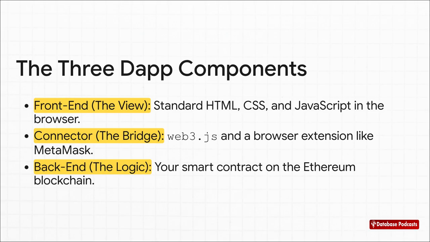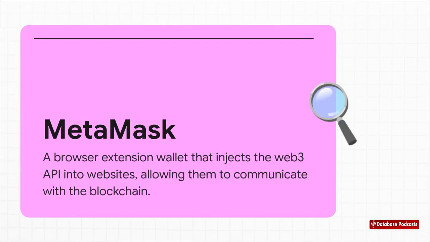That's our smart contract living on Ethereum. And the magic is in the middle, the connector. This is where web3.js and a tool like MetaMask step in to build that secure bridge between the user and the blockchain. This is why a tool like MetaMask is so essential. It's a simple browser extension that does 2 amazing things. It's a secure wallet for the user, and it's their gateway to Ethereum.